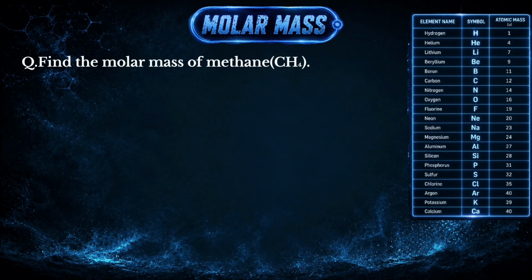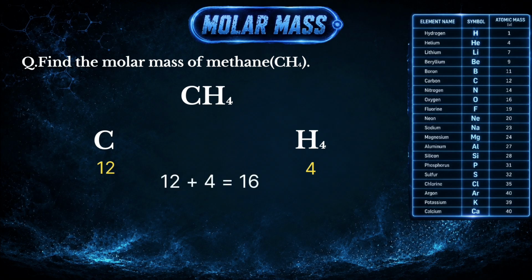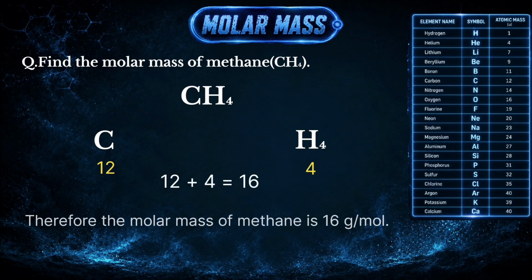Find the molar mass of methane, CH4. Methane contains 1 carbon atom and 4 hydrogen atoms. Carbon has an atomic mass of 12, and there is 1 carbon atom. So, multiply 12 by 1. 12 times 1 equals 12. Hydrogen has an atomic mass of 1, and there are 4 hydrogen atoms. So, multiply 1 by 4. 1 times 4 equals 4. Now add the atomic masses together. 12 plus 4 equals 16. Therefore, the molar mass of methane is 16 grams per mole.